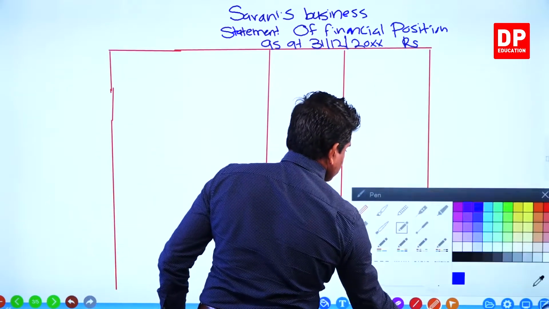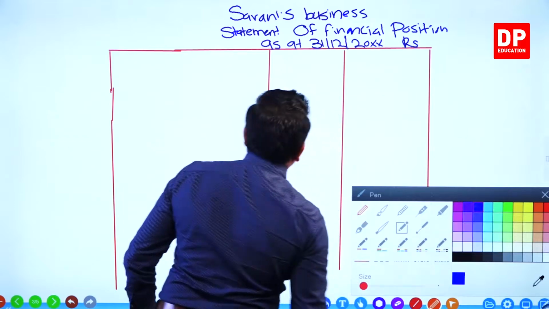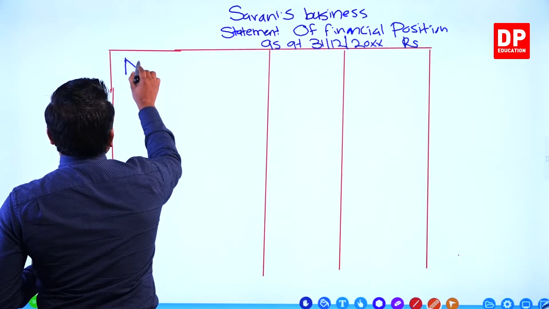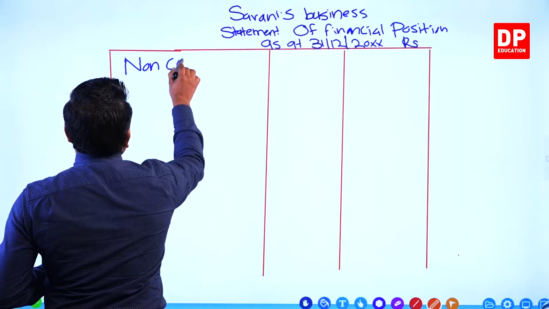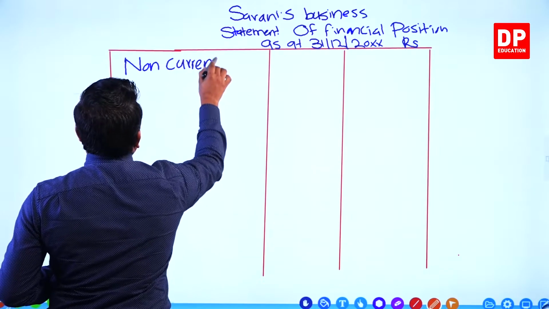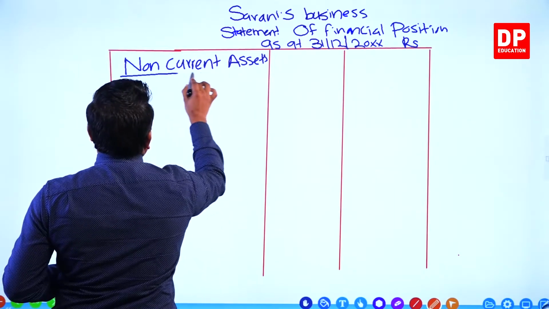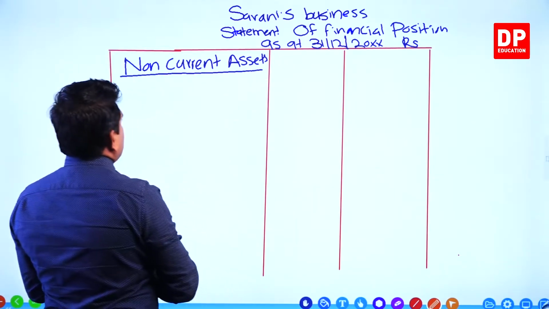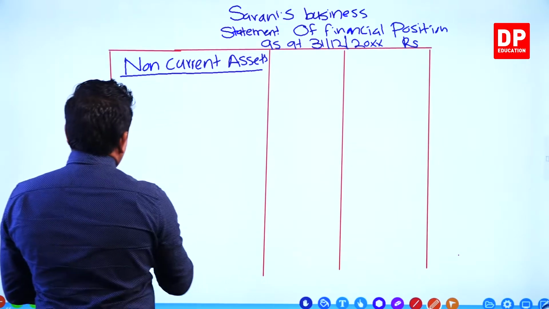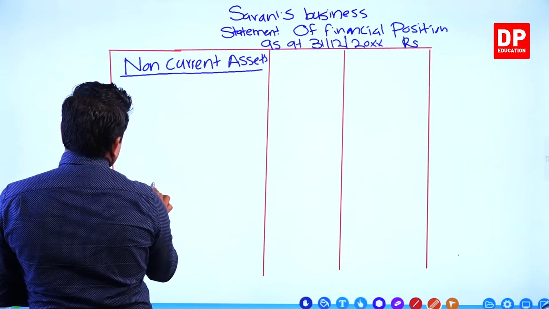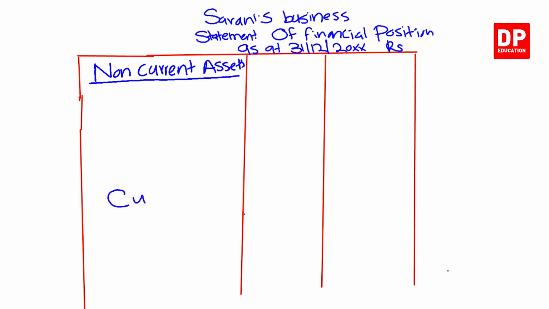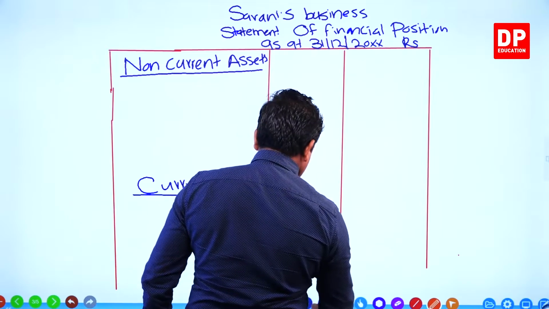Now non-current assets, non-current assets. How many? I think 4 including investment, right? Here current assets. Underline. Now you can expand the format.